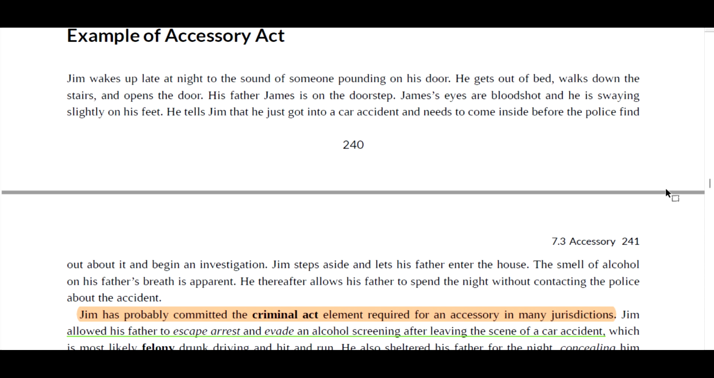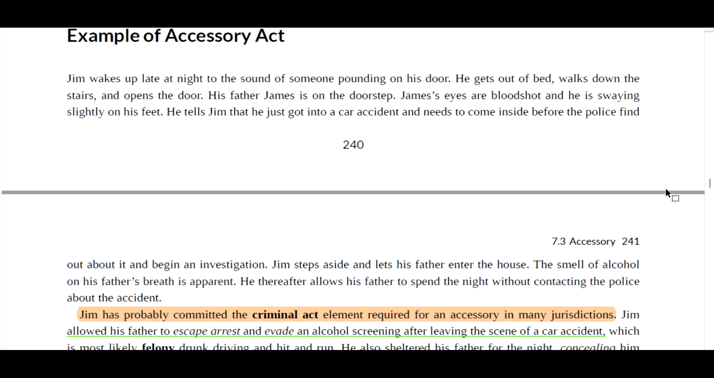Jim wakes up late at night to the sound of someone pounding on his door. He gets out of bed, walks down the stairs, opens the door. His father, James, is on the doorstep. James's eyes are bloodshot, and he is swaying slightly on his feet. He tells Jim that he got in a car accident and needs to come inside before the police find out. Jim steps aside, lets his father enter the house. The smell of alcohol on his breath is apparent, and Jim thereafter allows his father to spend the night without contacting the police about the accident.